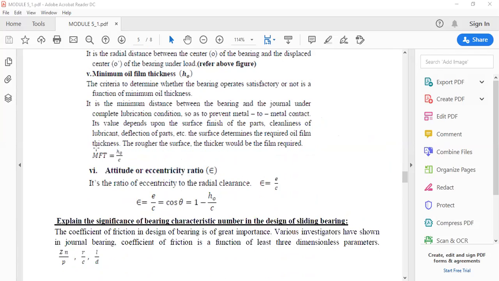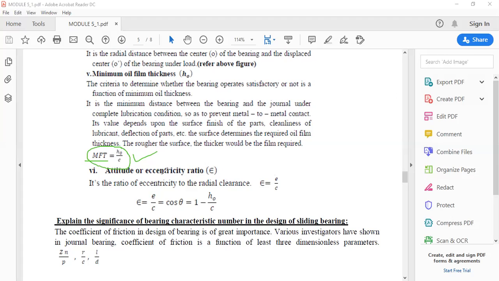The next important thing that we have to consider is the minimum film thickness variable. The minimum film thickness variable is the ratio of minimum film thickness to the radial clearance. Minimum film thickness divided by the radial clearance is called the minimum film thickness variable. This is one of the important parameters, which is the minimum distance between the journal and the bearing, to form complete lubrication and avoid metal to metal contact.